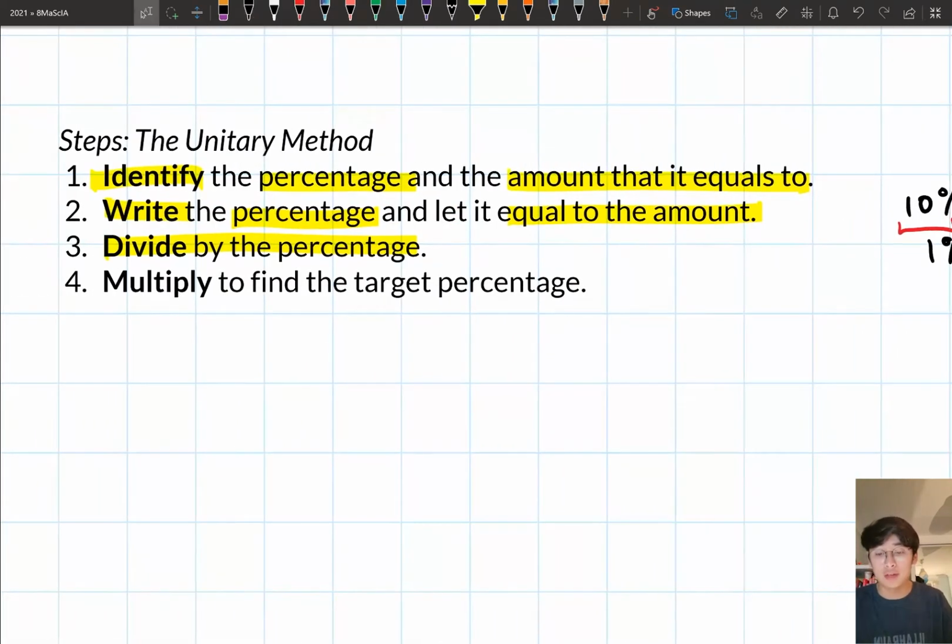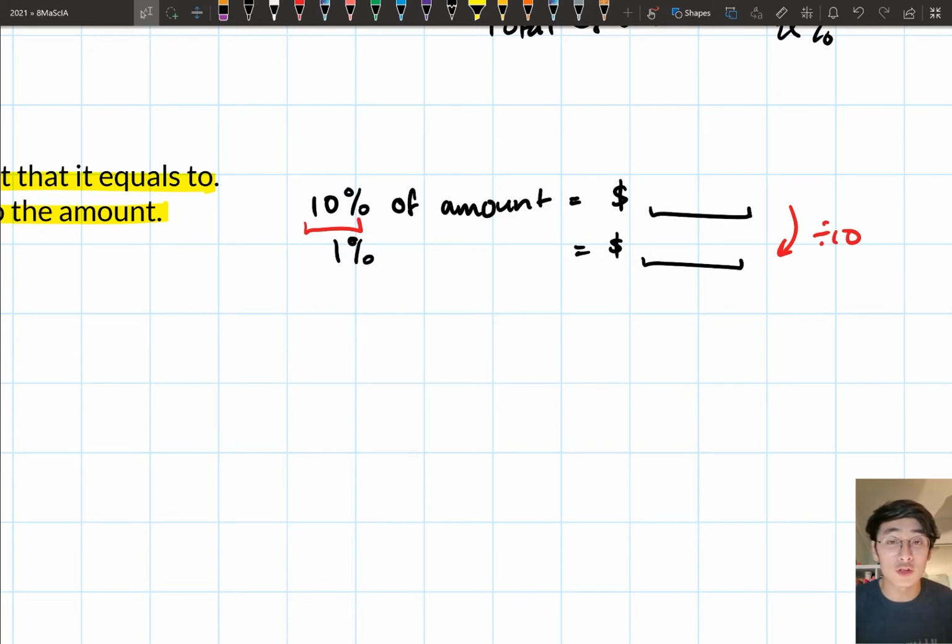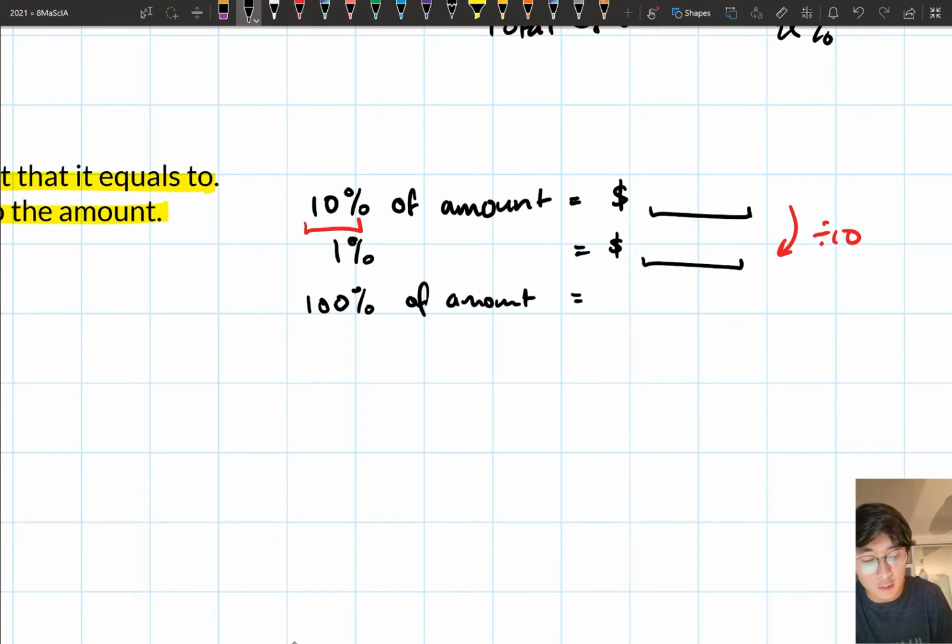And the final step is then to multiply to find the target percentage. Often you're going to be wanting to find 100%, which is similar to the steps that we did when we were using GST. So here often you're going to want to find the 100% of the amount, the original, and so here I would times it by 100. But that's not always the case. Sometimes they might ask you to find some other obscure percentage, and you just need to adapt to that.